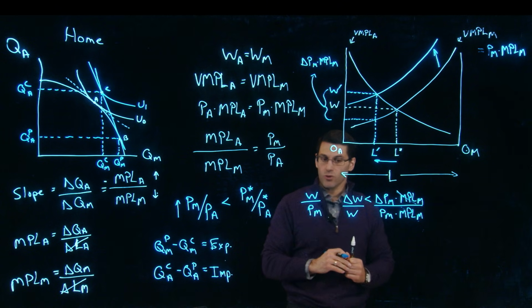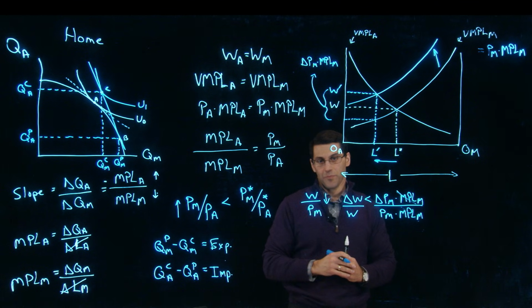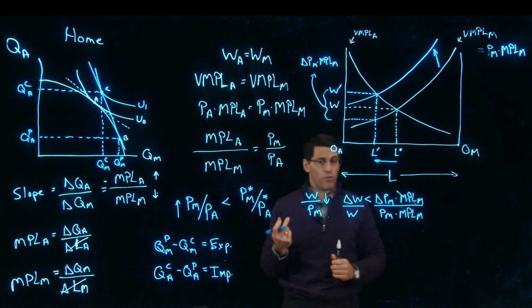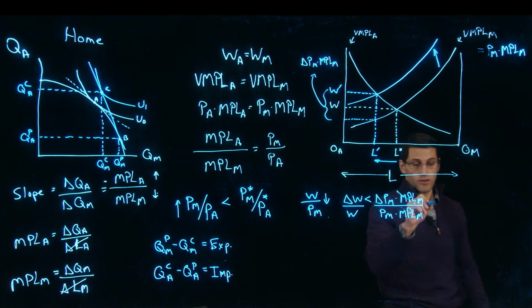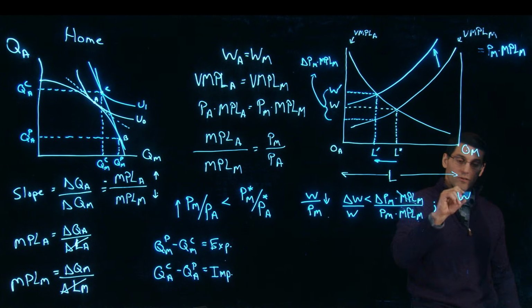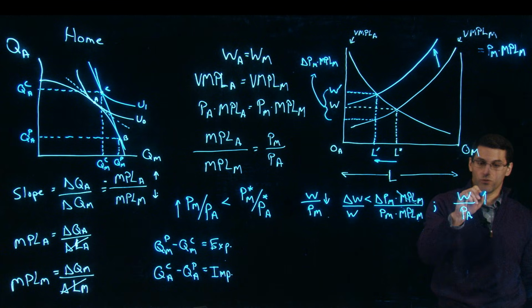So what happens to this whole ratio? Well, it goes down. So while nominally the wage went up, purchasing power in terms of manufactured goods has actually gone down. On the flip side, we know that nominally the wage went up while the price of agricultural goods stayed the same in this example, which means that this whole ratio has gone up.